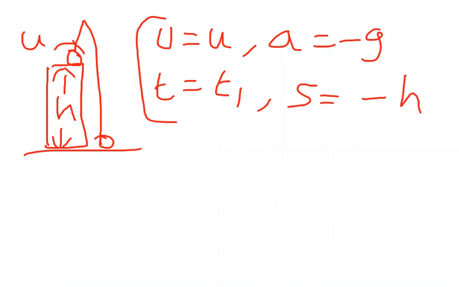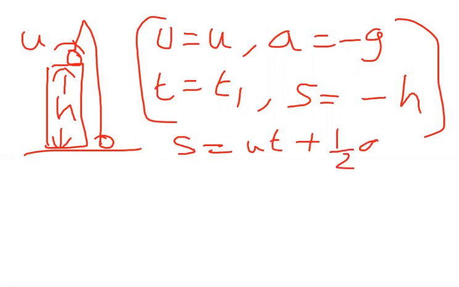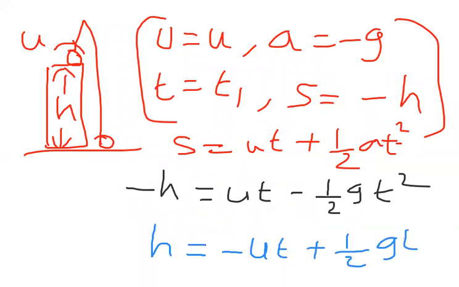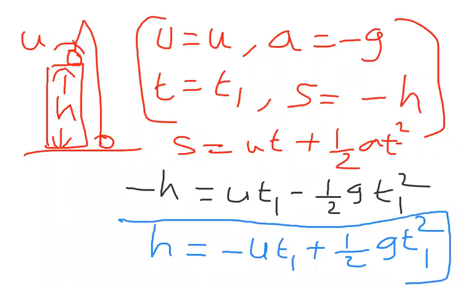From that information, by using s equal to ut plus half at square, if you substitute in this, what will happen here? You can observe s is minus h, and ut minus half gt square. If you multiply by minus on both sides, h is equal to minus ut plus half gt square. But remember, here the time is t1, so I have to place t1 here and here. So this is the expression I got for the height of the tower for the body projected from the top.